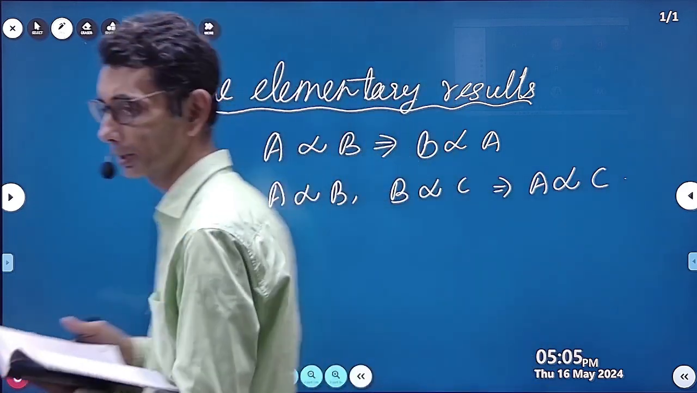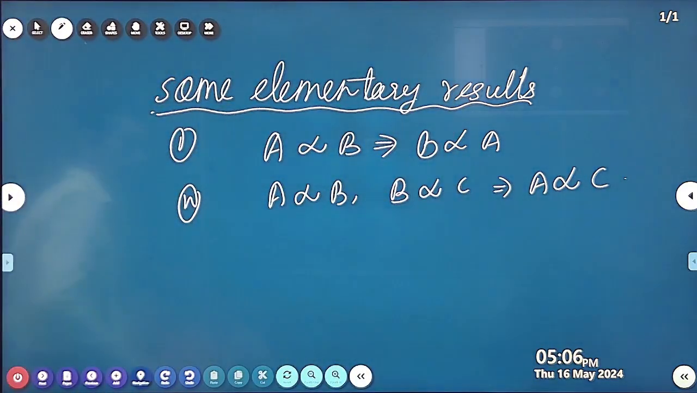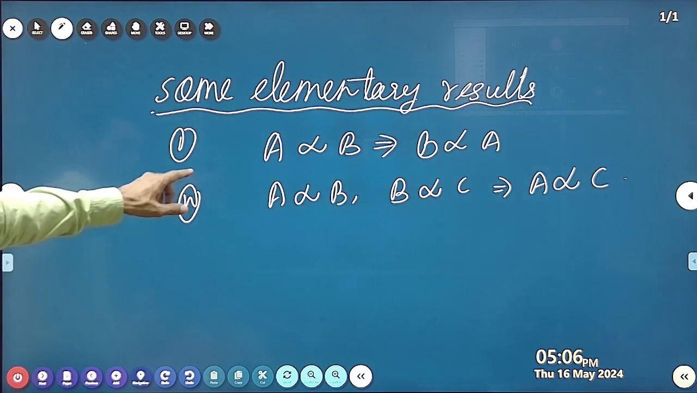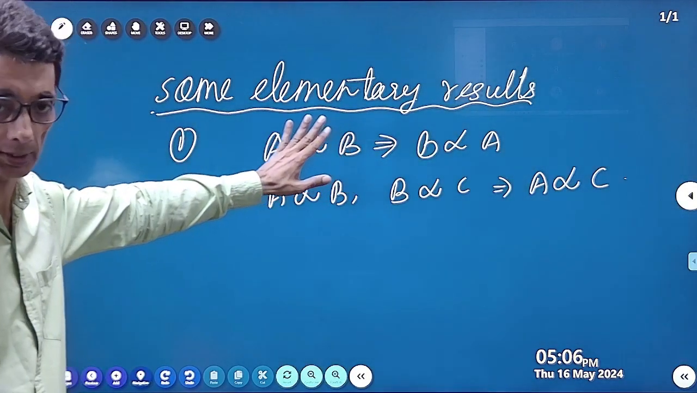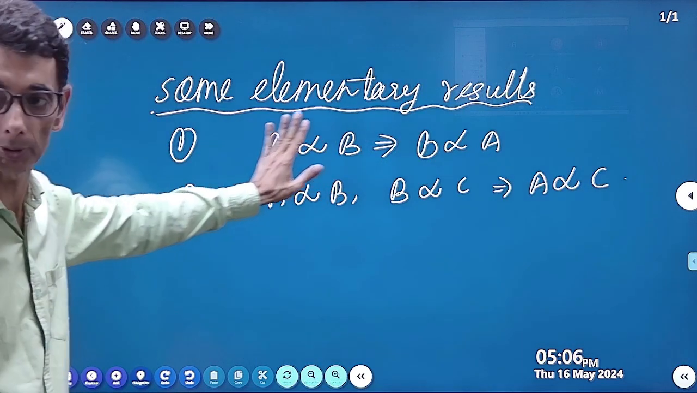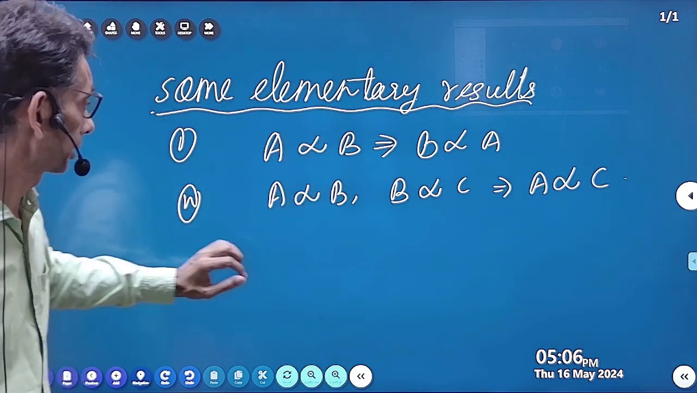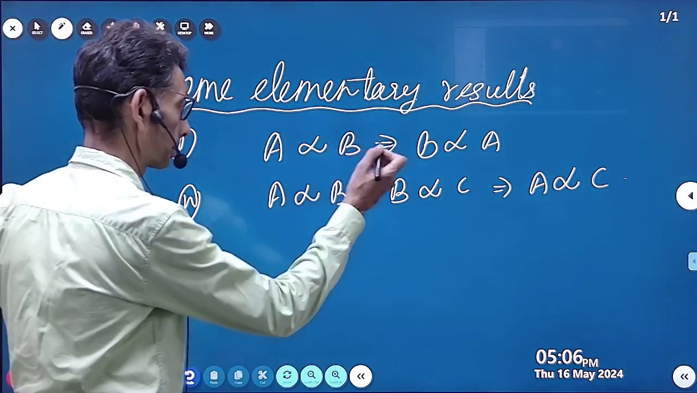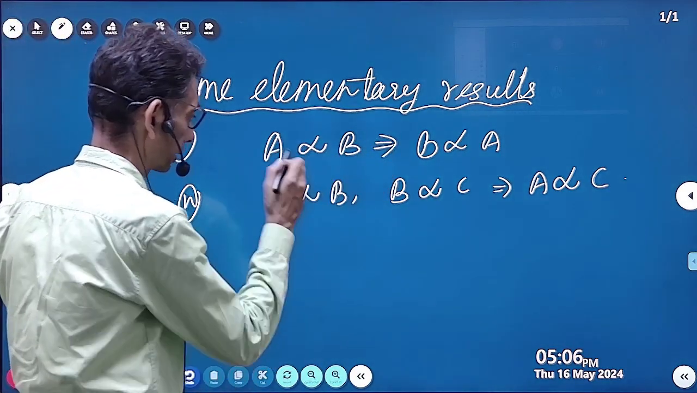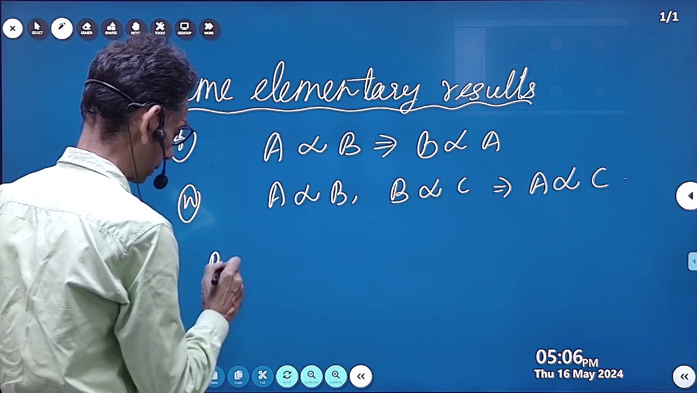What does it mean? If A is directly proportional to B, it means if we increase A, B will also increase. If we decrease A, B will also decrease. Right. Similarly, let me prove the first one.